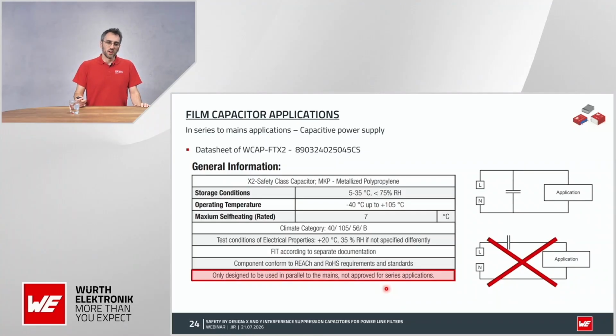Now, we have this comment because there is also a type of application that is connecting X2 capacitors, because they are rated for mains voltage. They are connecting them in series to their converter. And this is also what we call sometimes series applications, or in series to the mains. Now, why we have this is because most of the regular X capacitors are forbidden or not recommended to be used in this style.